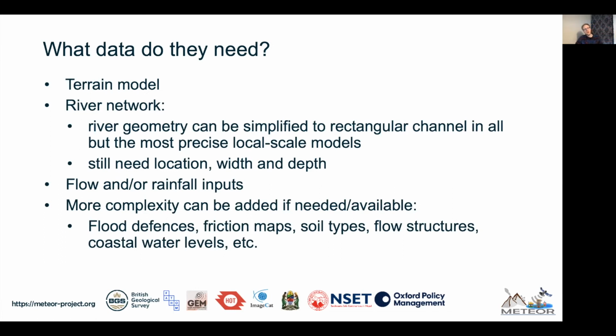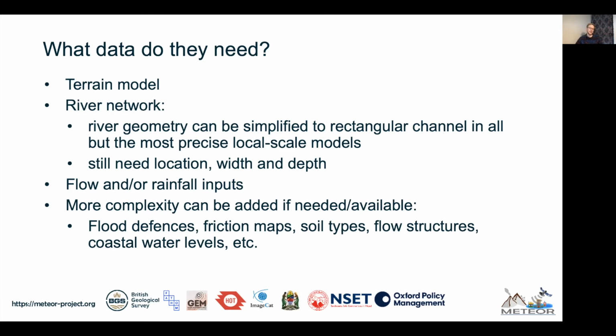And so what kind of data is needed? Well, in the most simple form, there's not an awful lot of data that's needed. You need the terrain model because you need to understand the slopes, because that ultimately is what's going to control which way the water moves. If you're simulating river flow, then clearly you need the river network. You need to know where the river is, and you also need to know the geometry of the river. Now, that geometry can be simplified down into effectively a rectangular channel, but you do still need to know where it is, how wide it is, and how deep it is.